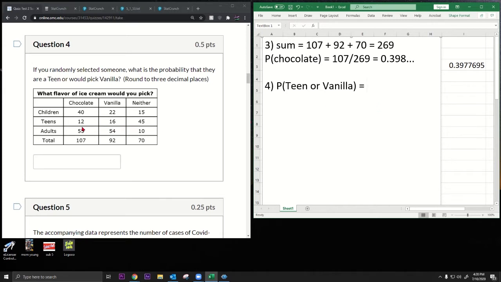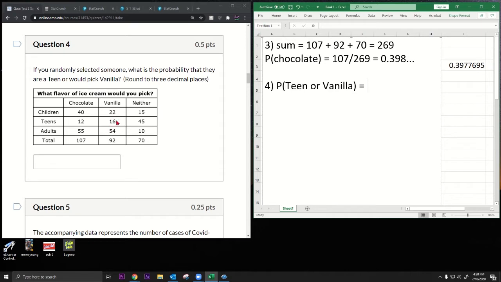What I'm going to do is add teen and vanilla, but don't double count. That's the key. Do not double count. So I'm going to add all these numbers, 12, 16, 45. Those are all the teenagers. And then I'm going to add that with the vanilla, which is 92, but I need to subtract the 16.